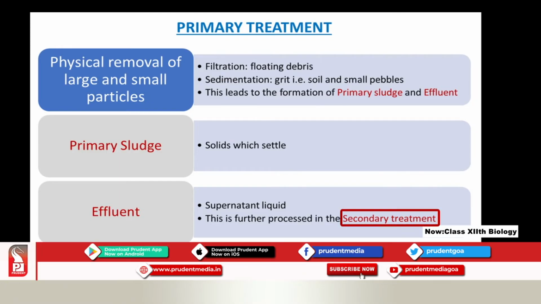Here I have highlighted for you in red. Okay, so see, it is not the solids which settle that are taken for the secondary treatment, but the effluent is taken for the secondary treatment. Make a note of it. It is not the solid which is taken from the primary, but the effluent is taken for secondary treatment.